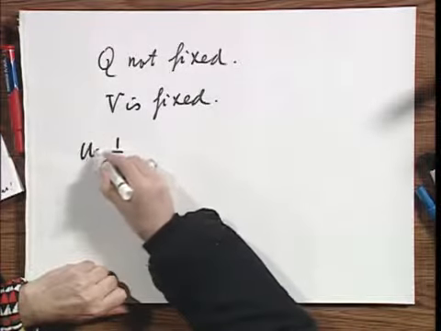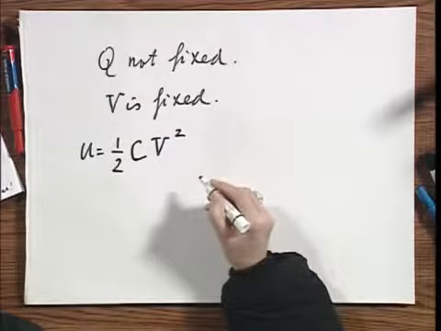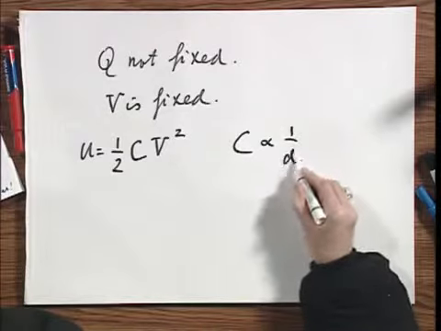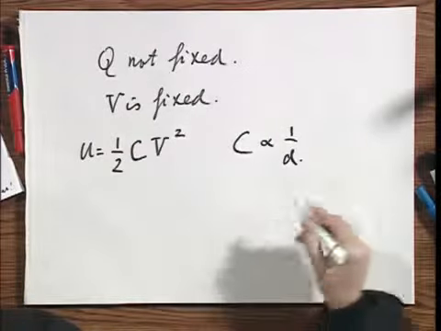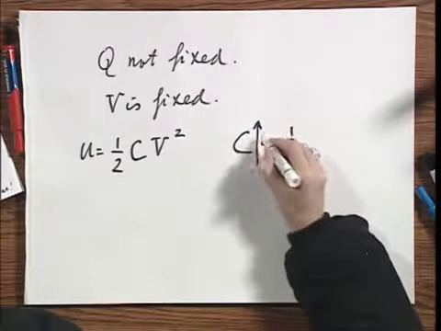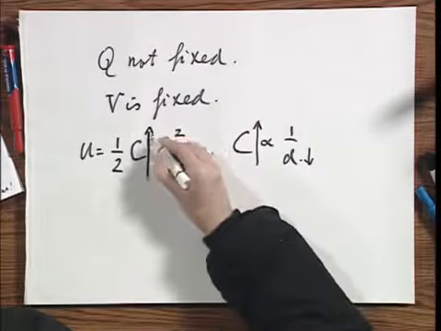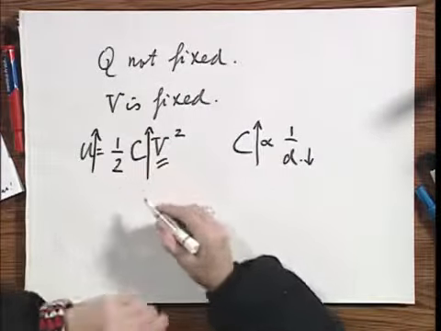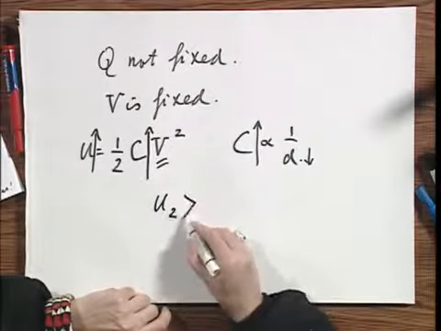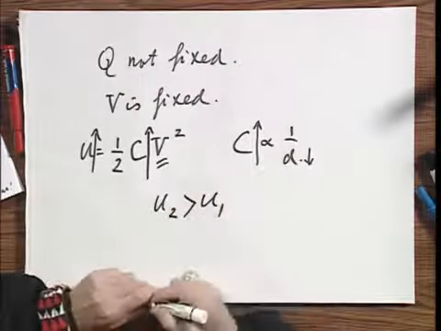Since U equals 1/2 CV squared, and since C is proportional to 1/d, it is immediately obvious that if D goes down, and C goes up therefore, and V remains constant, that now, since C goes up, U goes up. So now, with a smaller distance, U2 is now larger than U1. So the situation is exactly reversed.